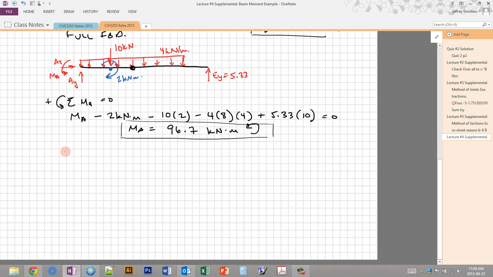Then just finishing up for our reactions, we've got sum of y in the positive direction equals 0. So now we've got AY is up, minus 10 for the point load, minus 4 times 8 for the distributed load, plus 5.33 for the reaction, and that equals 0. So AY is equal to 36.7 kilonewtons. It ended up being positive, so therefore it's up.